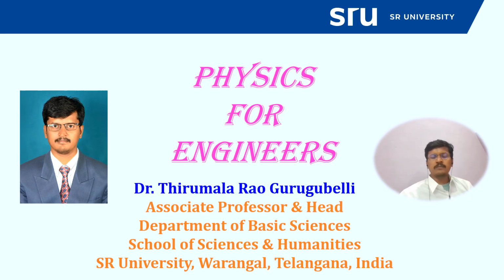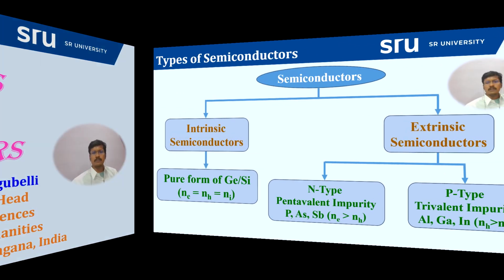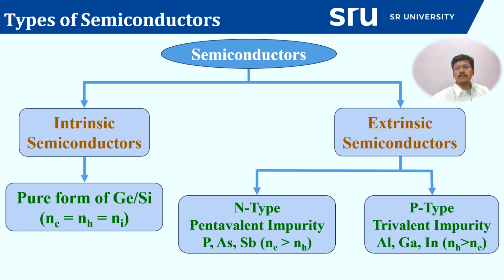In this lecture, we are going to discuss the classification of semiconductors, particularly the intrinsic semiconductors and the current flow in intrinsic semiconductors. As already discussed in the previous lecture, semiconductors are classified into two major groups. One is intrinsic semiconductors and the other one is extrinsic semiconductors. Intrinsic semiconductors are pure semiconductors which are available in nature.